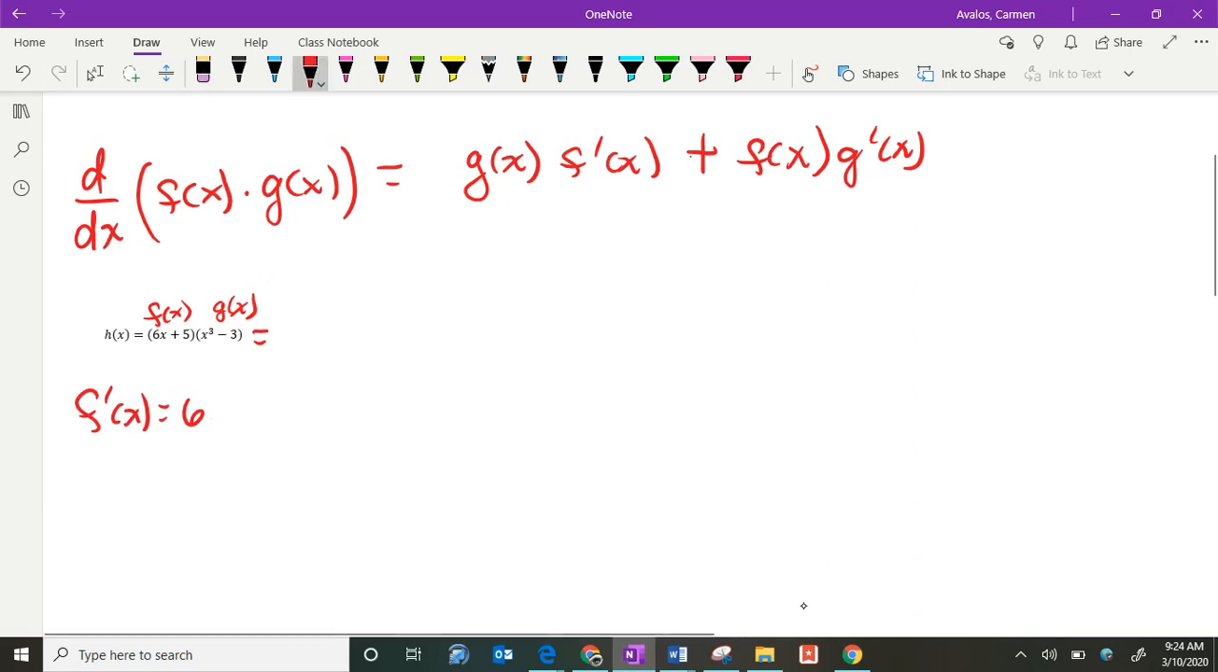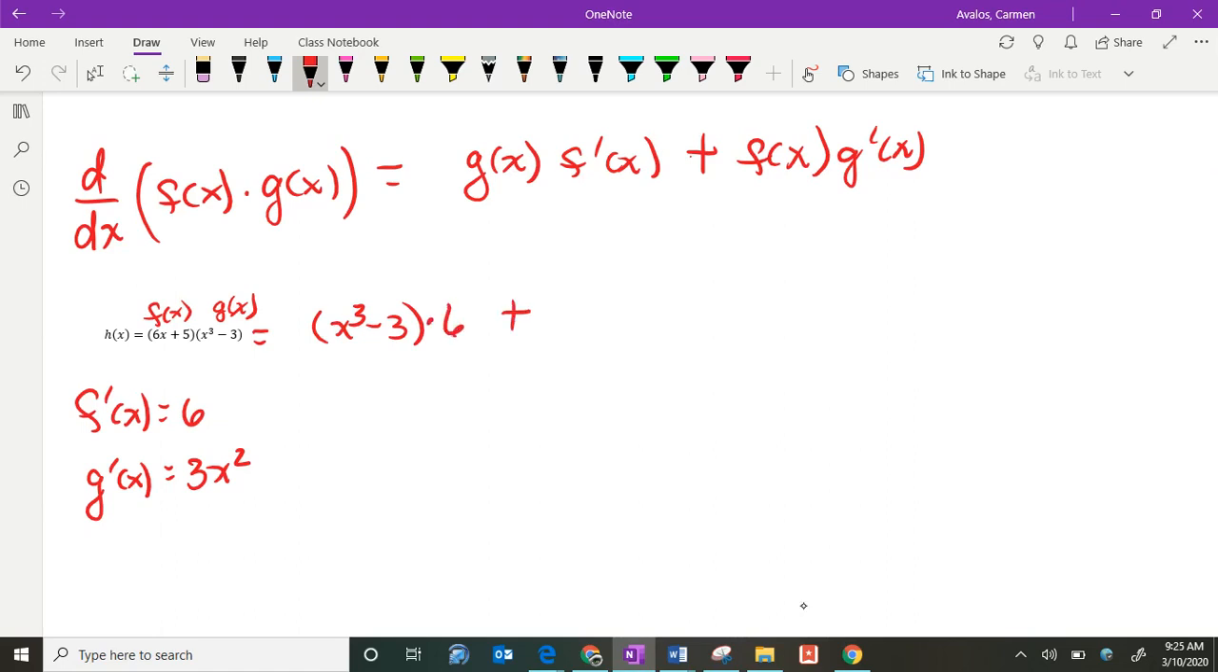And the derivative of g of x is going to be 3x squared. And so what we do is we just fill this in. So we write down the normal x cubed minus 3, and then the f prime of x, which is just going to be 6, plus f of x, which is just a regular 6x plus 5, and the derivative of g of x, which is just going to be 3x squared. The rest is just algebra.